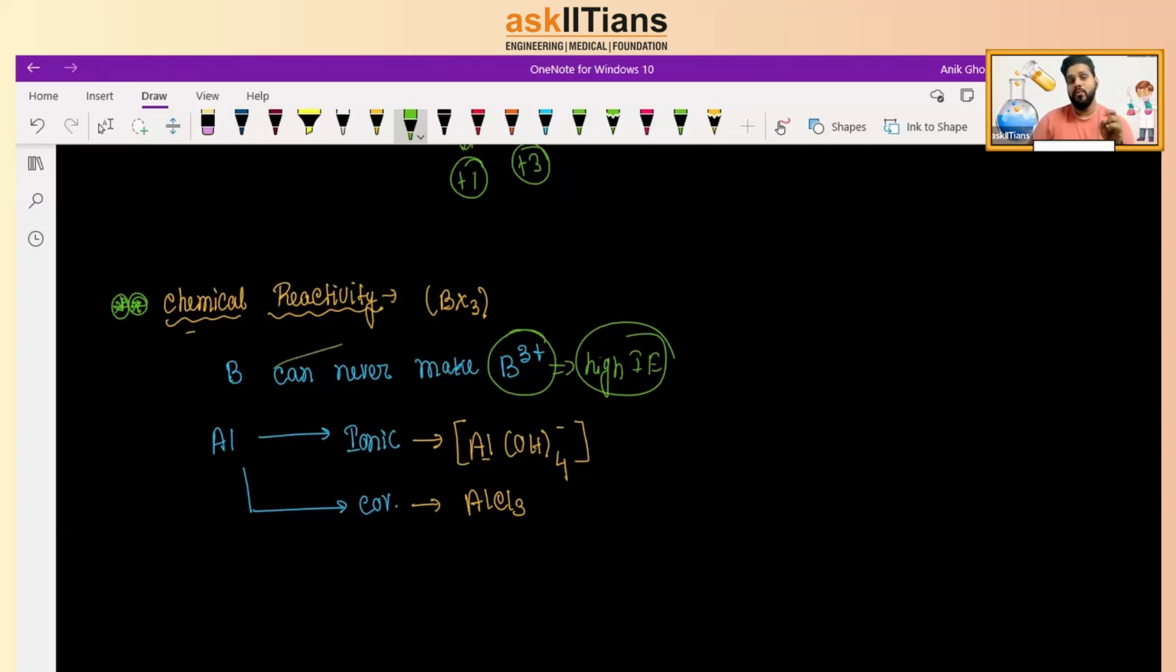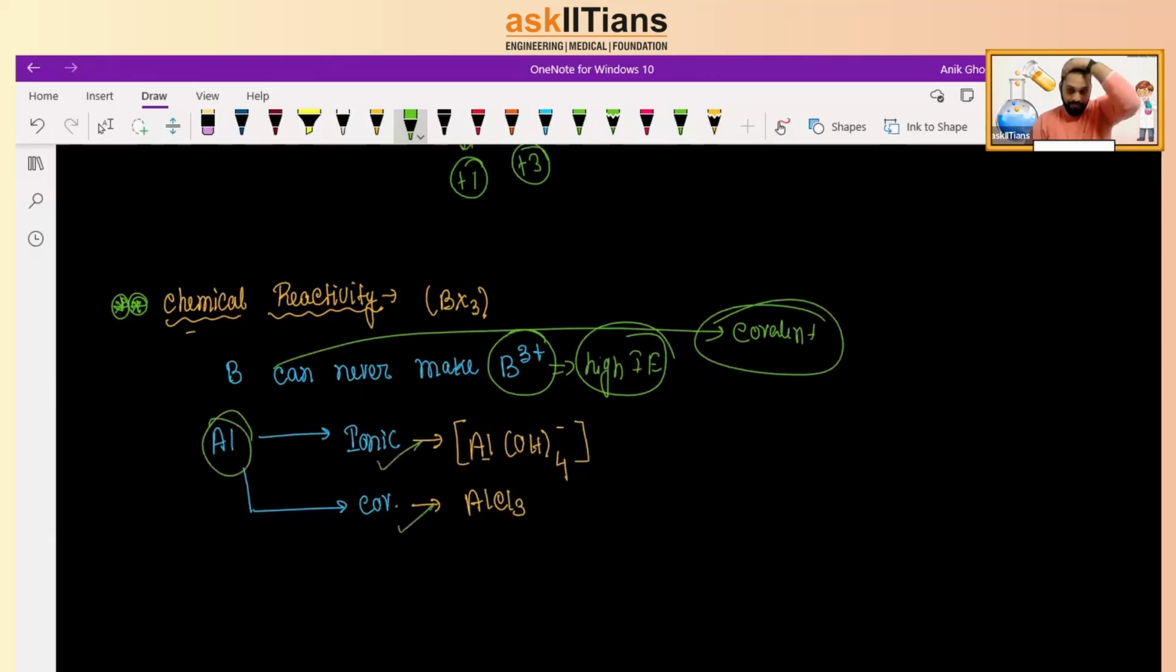That's why, guys, boron always makes covalent compounds. It always wishes to make covalent compounds. But aluminium can make both ionic and covalent compounds, right? This is the chemical reactivity of BX3.